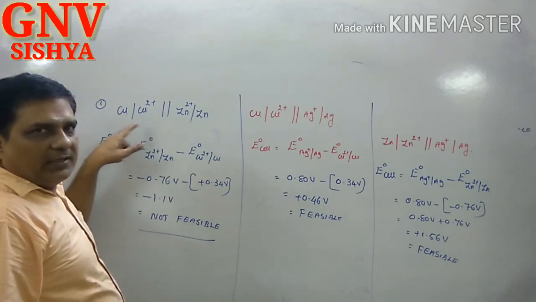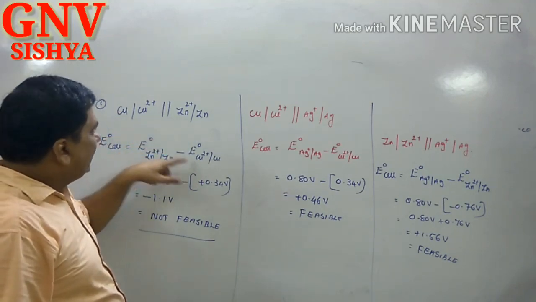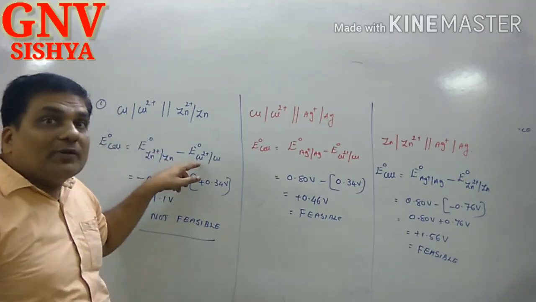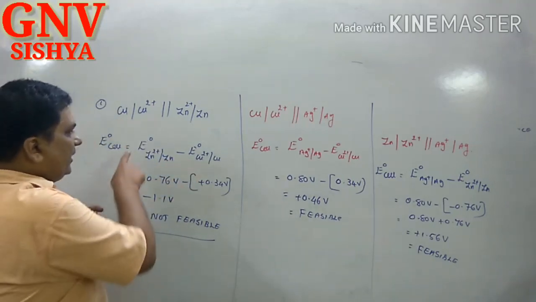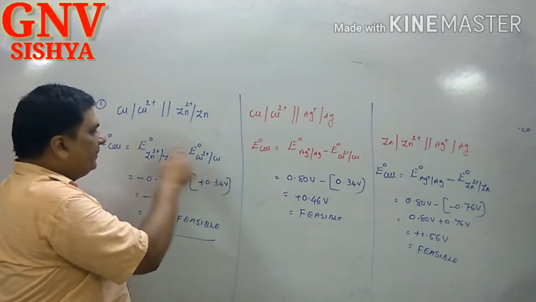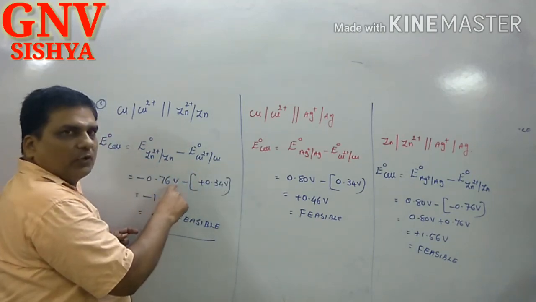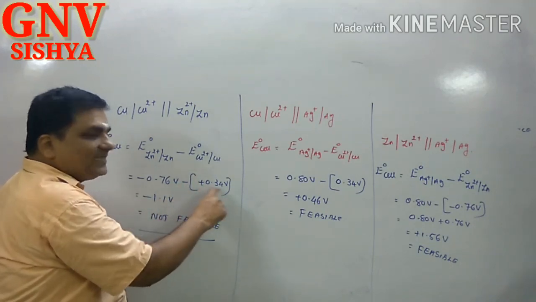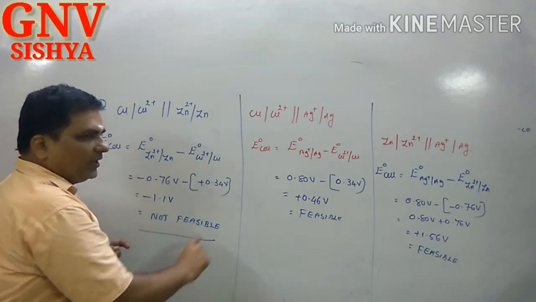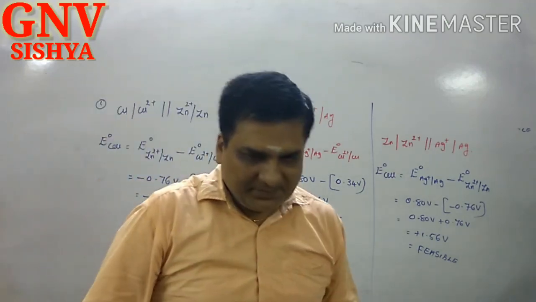Cathode minus anode. This is the reduction potential of cathode minus the reduction potential of anode. This is oxidation, but you have to write the reduction potential. So, E naught of Zn2 plus bar Zn minus E naught of Cu2 plus bar Cu. This is minus 0.76 volt minus plus 0.34 volt, so minus 1.1 volt. Not feasible. The cell is not feasible.